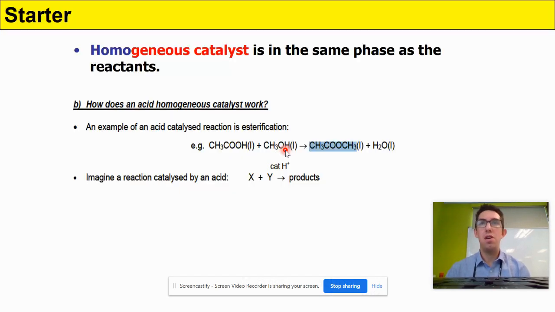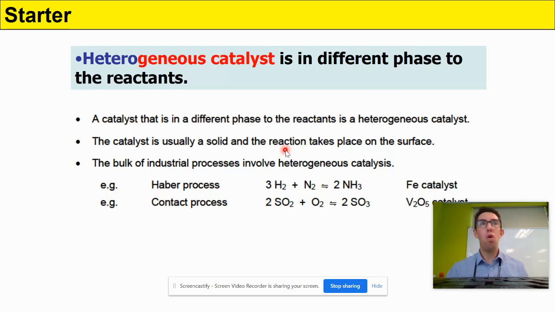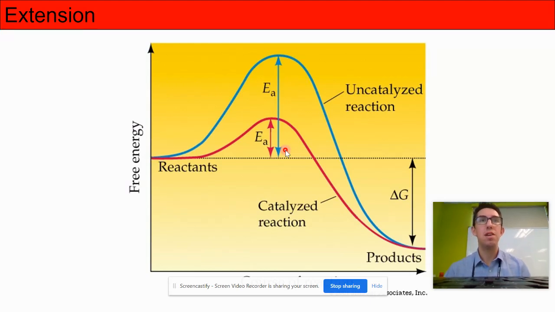Just a side note, as you're probably aware, catalysts are chemically unchanged after the reaction. However, they can be chemically changed during the reaction. They just get regenerated. Or in the case of heterogeneous catalysts, generally they don't change at all, they just act as a surface. More on that now.